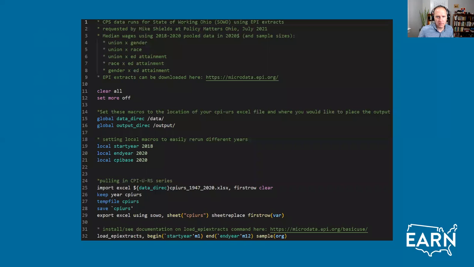And then the second component is this analysis was done with Stata. So we have the do file. You can see that it's clearly commented so that anyone who is using it can understand what each part of the code is doing.